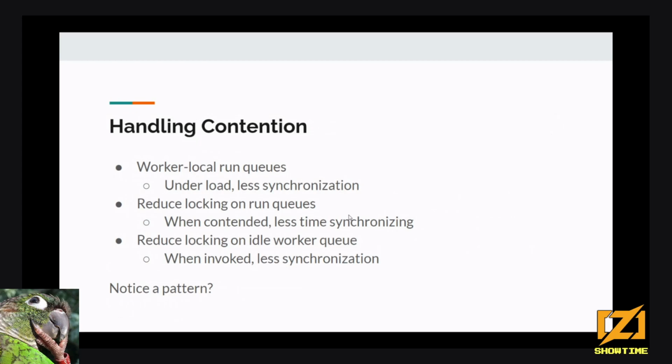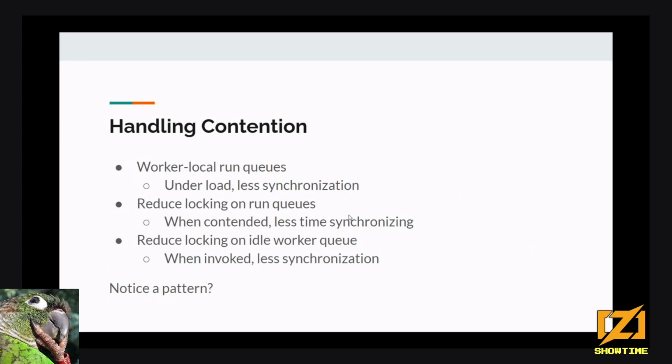Another option we could do is reduce the amount of synchronization on the run queues themselves. This gets into lock-free programming, which is its own topic, and I can probably do a talk for that later. Wink, wink. But the last option is to reduce locking on the idle worker queue.